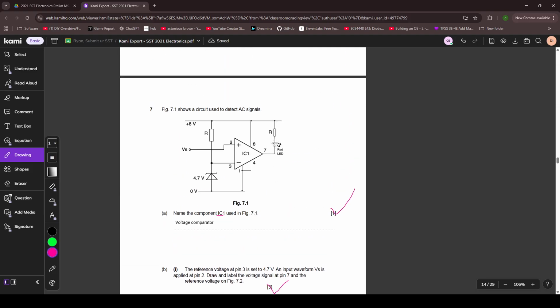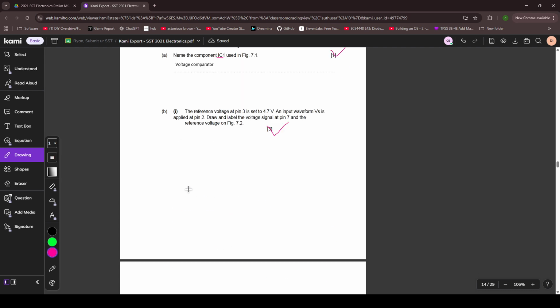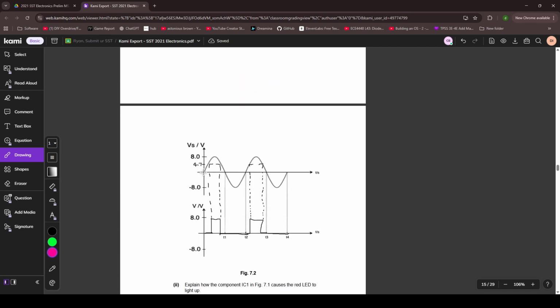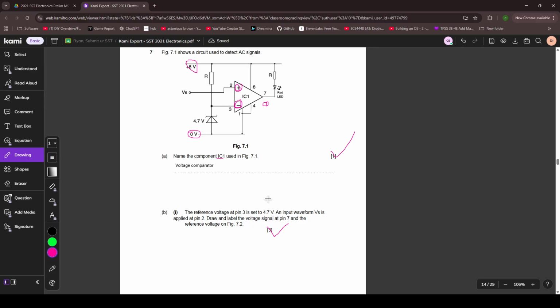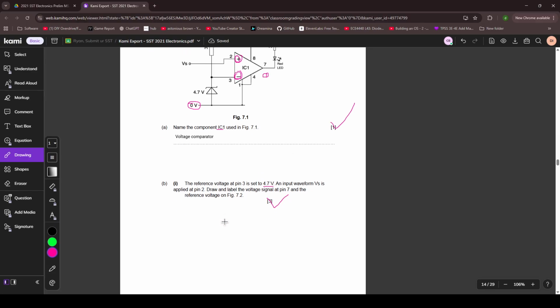Sure. So, basically, as we know, the voltage comparator, what it does is, if the voltage at the positive is higher than the negative, then the output will be 1 or 8 volts. If the voltage of positive is lesser than the negative, then it will be 0 or 0 volts. Okay, keep that in mind. Now, this will be our input voltage, and they tell us in that question that the voltage at the negative pin is 4.7 volts.